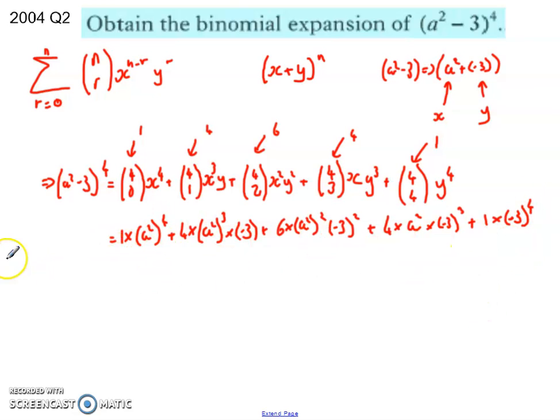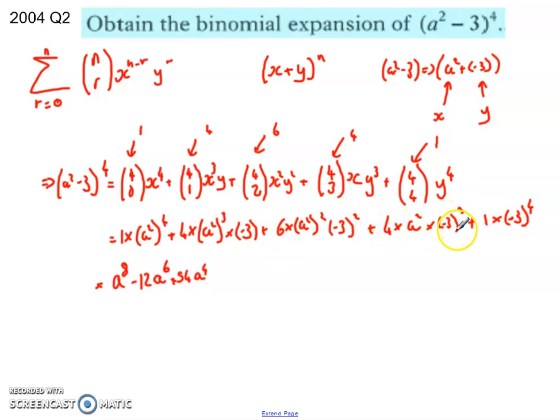All I need to do now is simplify this whole expression down, and I've expanded it using the binomial expansion. So a squared to the power of 4 gives me a to the power of 8. I've then got 4 times negative 3, which gives me negative 12, and a squared to the power of 3 gives a to the power of 6. I've then got 6 times negative 3 squared. Negative 3 squared is 9, so that's plus 54, and a squared squared gives plus 54a to the power of 4.